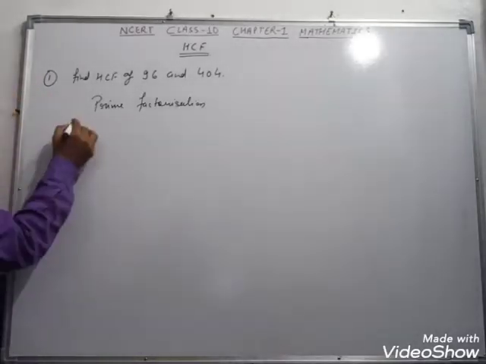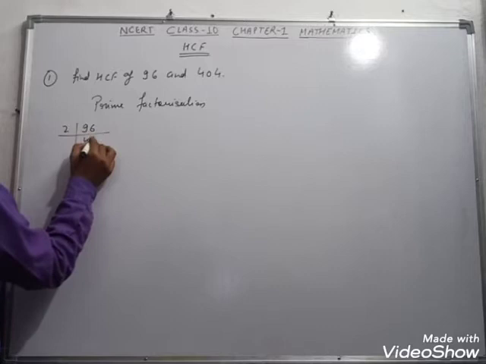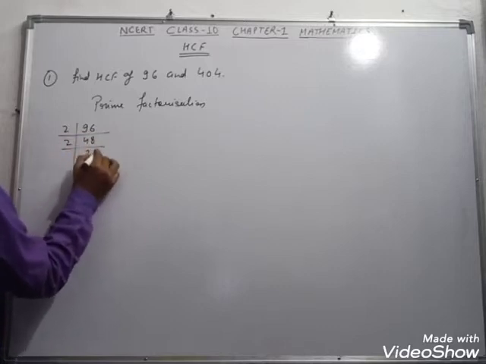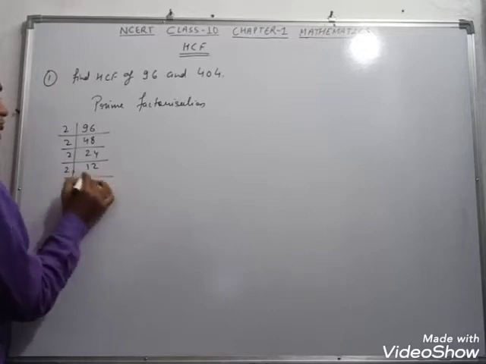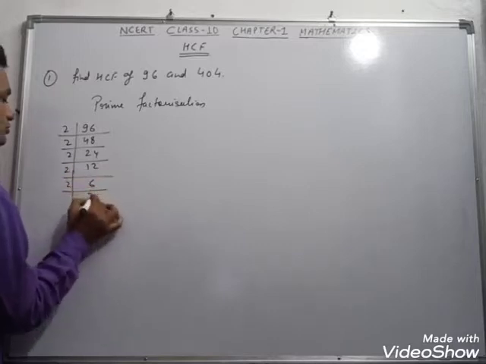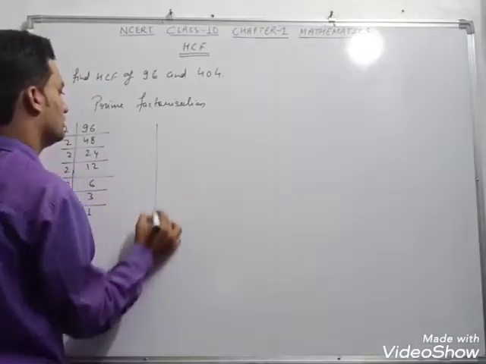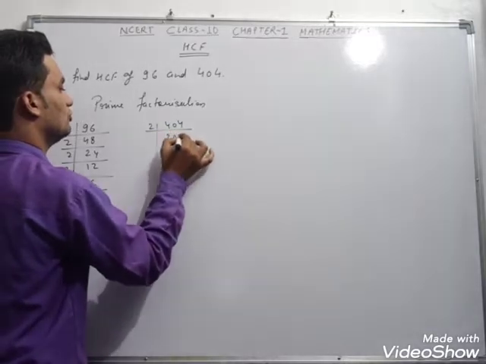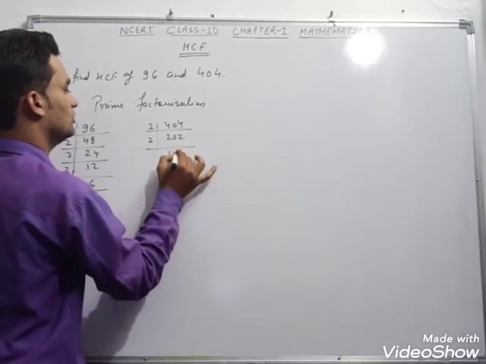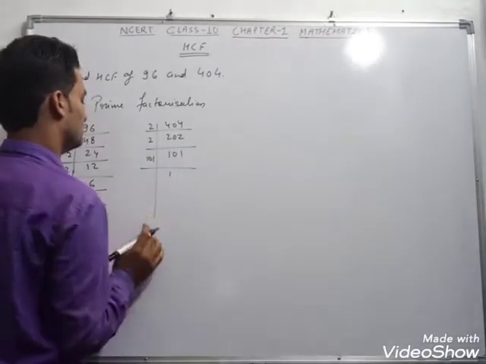So in prime factorization, as you know, we are taking factors: 96, 48, 24, 12 and 6, 3 and 3, 1. And 404 also: 202, then 101, and make sure 101 is a prime number. So this will be like this.